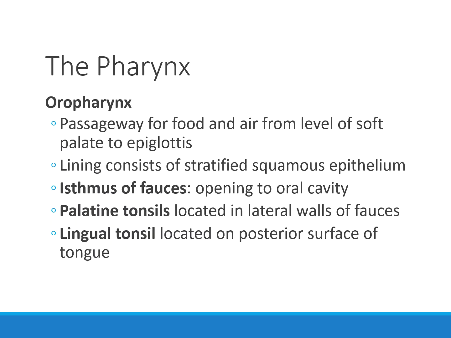The oropharynx is the passageway for food and air from the level of the soft palate to the epiglottis. So basically the hangy thing, the uvula, and down to the epiglottis. So this is stratified squamous epithelium. So I want to go back to the tissues chapter in your mind, and I want to remind you that whenever we had stratified tissue, its number one function was protection.